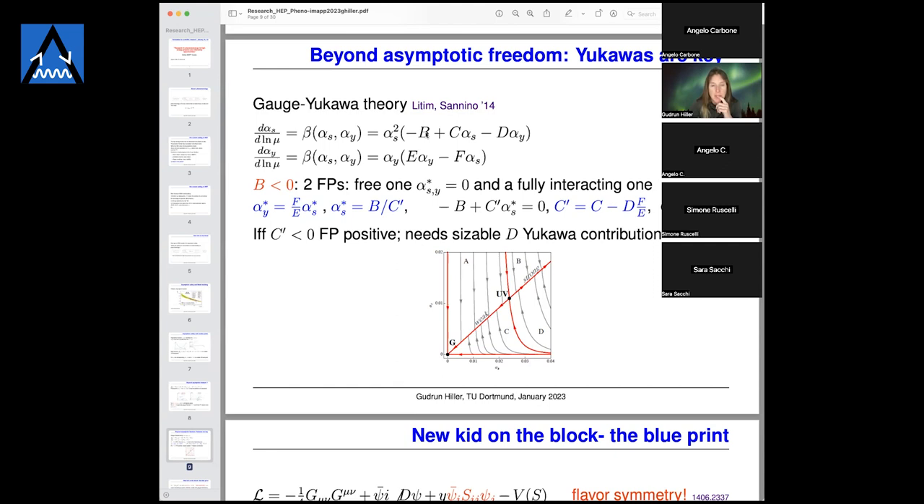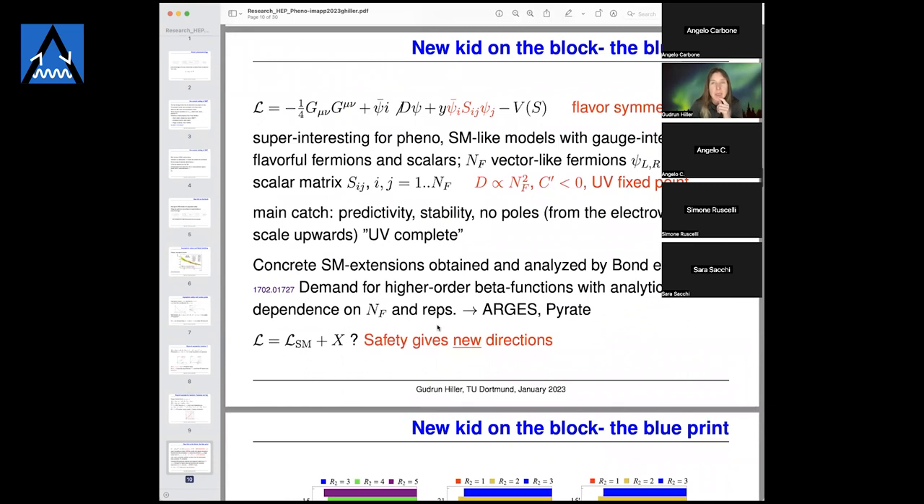Okay, so let's get closer to model building. This is a little bit the blueprint of these types of models, and this should look familiar to you because it looks almost like a standard model type theory. So G mu nu is what the gauge bosons are doing. They propagate and they can also couple to themselves. Then there's this Dirac type term for fermions, which couple over the covariant derivative to the gauge bosons. Then there's a Yukawa coupling of fermions, I call them psi, to a scalar S with a Yukawa coupling Y. And then there's a scalar potential, just a function of S.